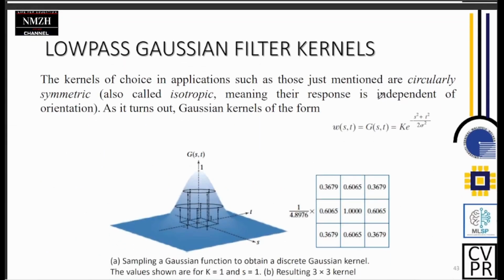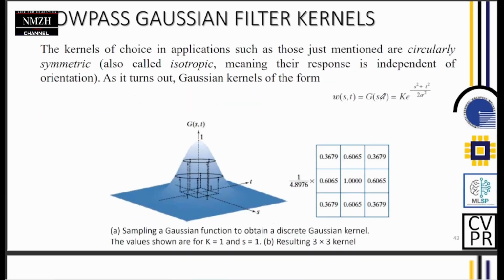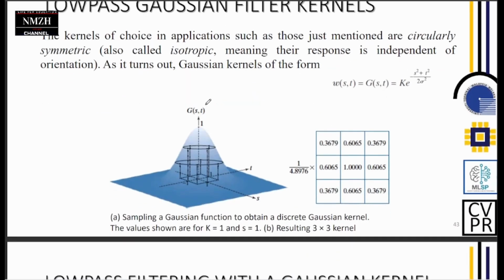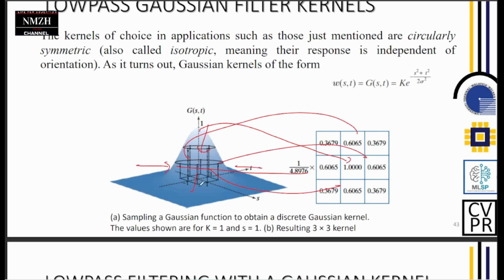Okay, low pass Gaussian filter kernel. This one is the one that I tried to sketch just now. So we have this over here, and this is reflected to here. The other one is here, there, this, and that, while the remaining part is 0.3679. This one, for example, is south, and this one is southwest, right?